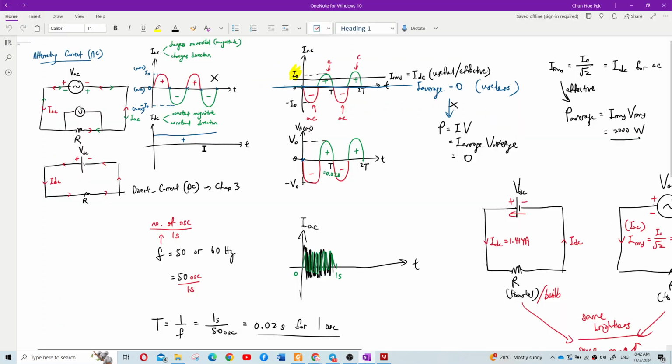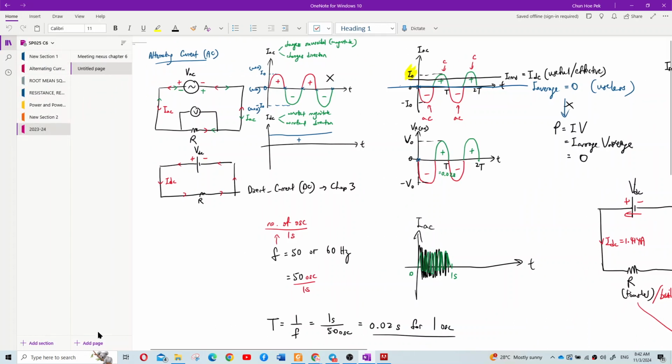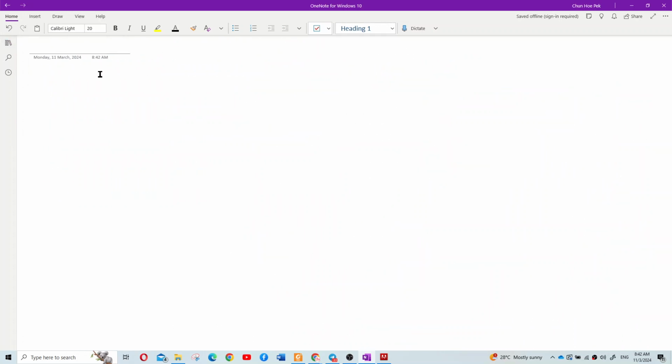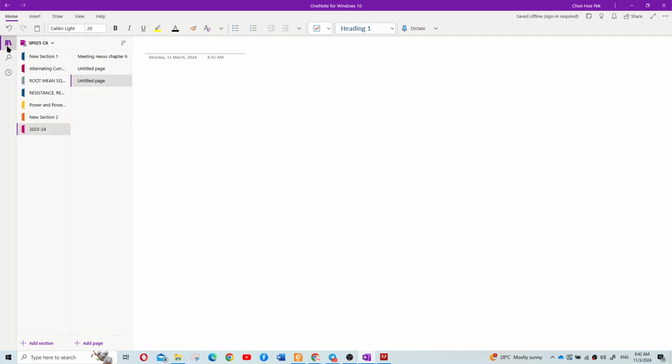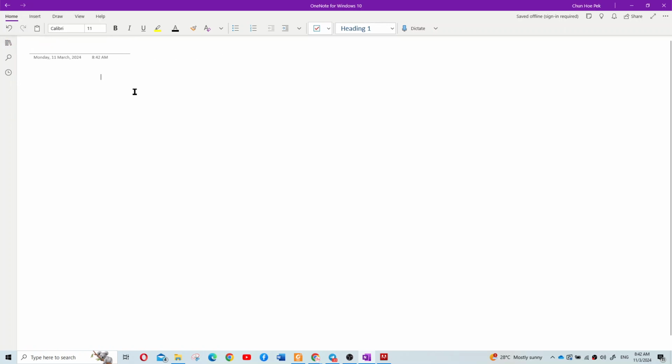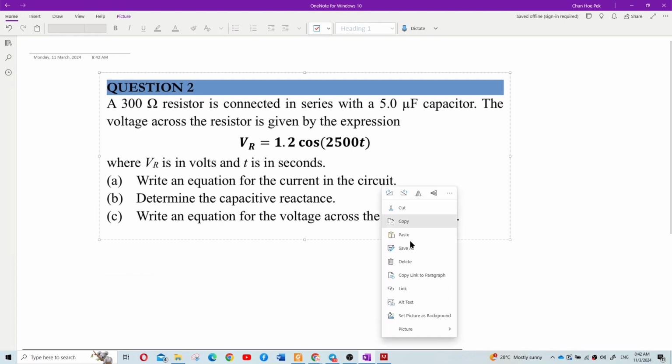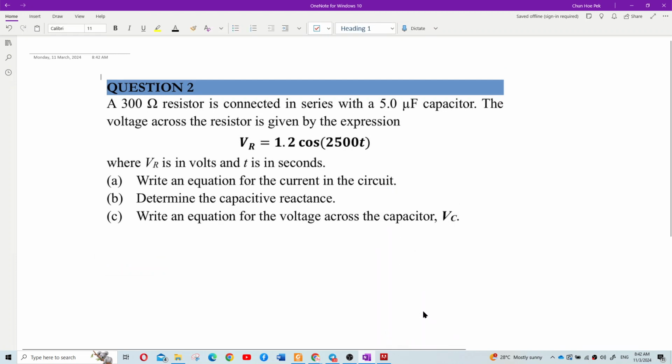Let's discuss using the OneNote. Chapter 6, right? Correct. Okay, let's look at this question, class. So, first of all, how to do this?